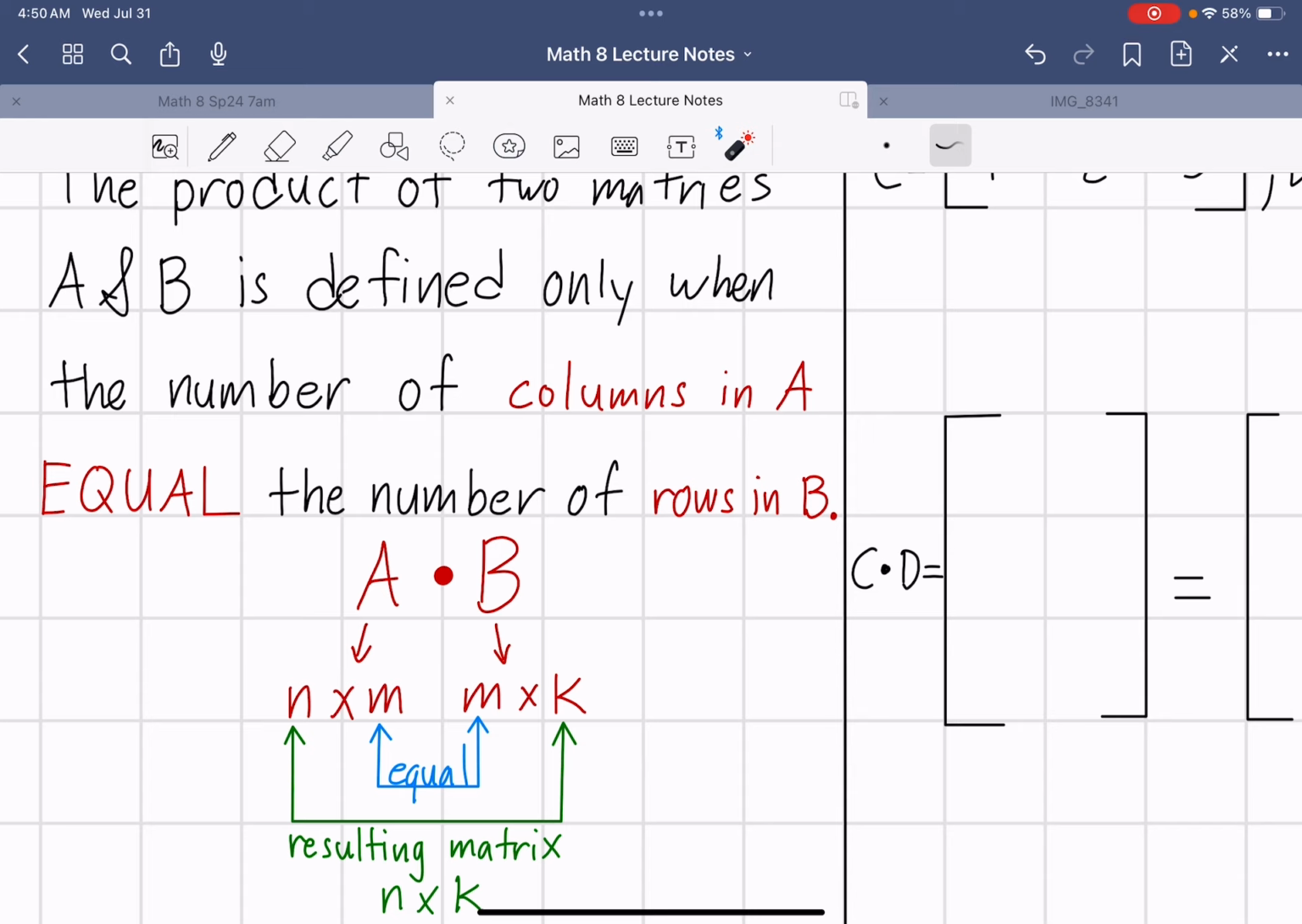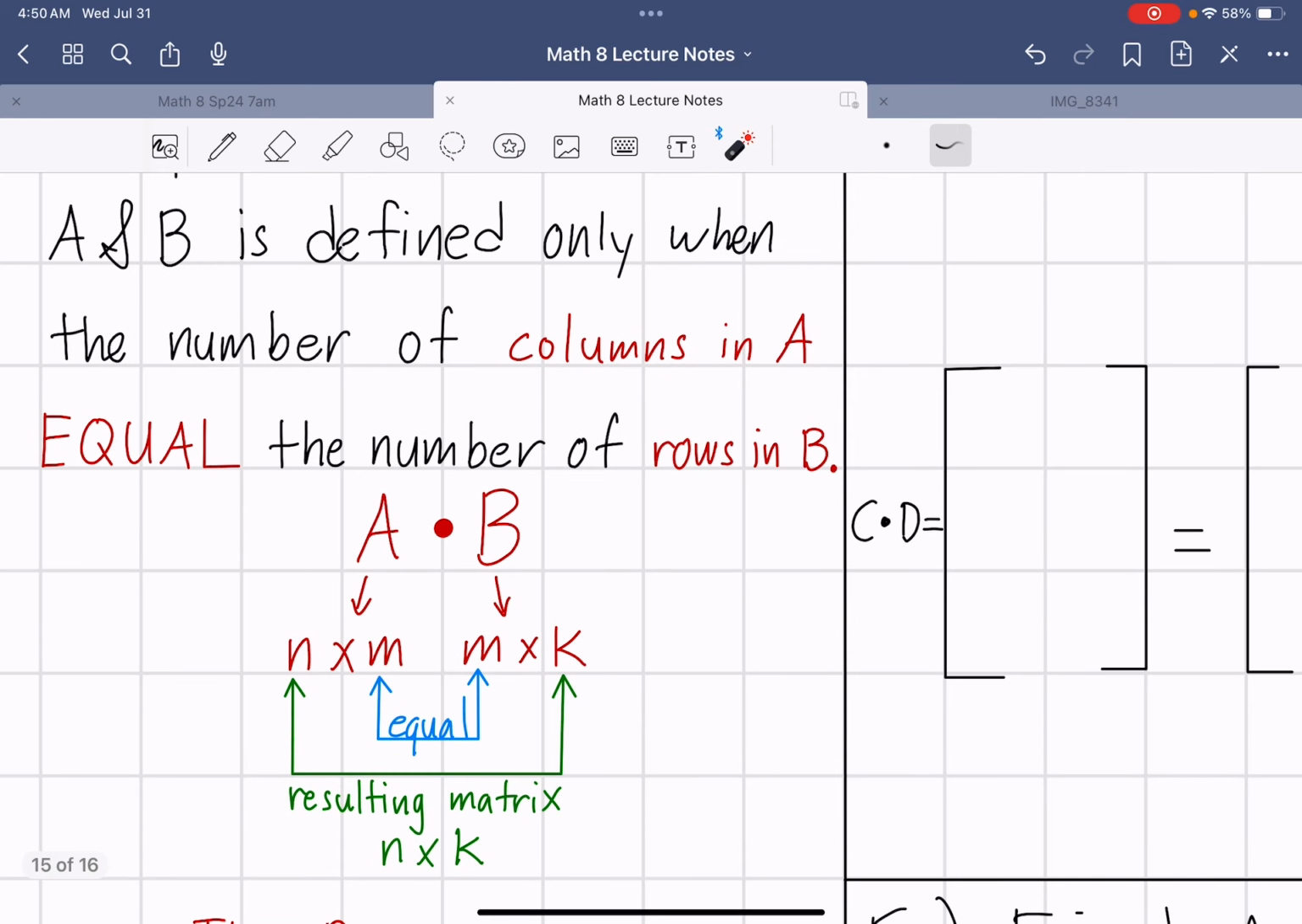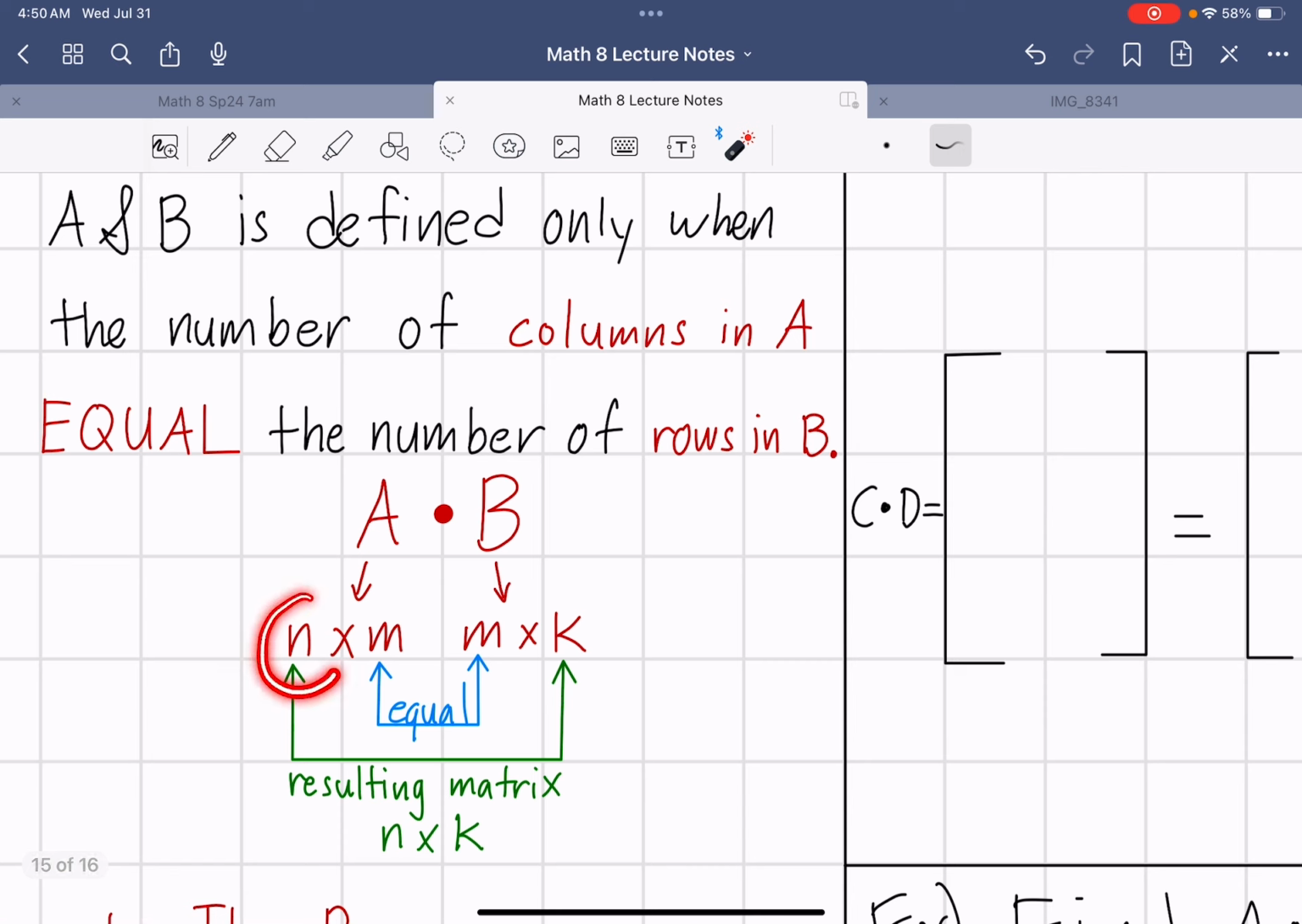Now, something to take away from these dimensions is, when you do multiply, a way to verify, because it's very tedious in the way you multiply, you want to make sure that your resulting matrix comes from the number of rows in A and the number of columns in B.